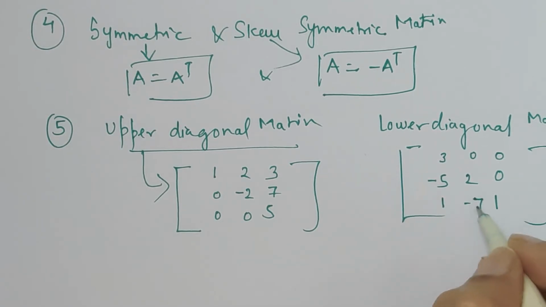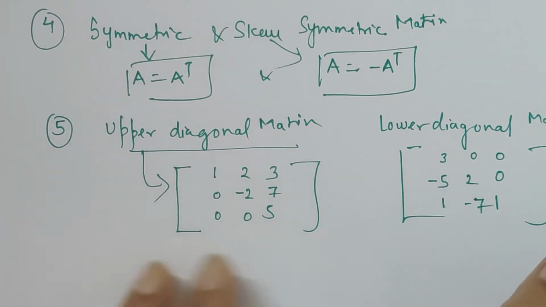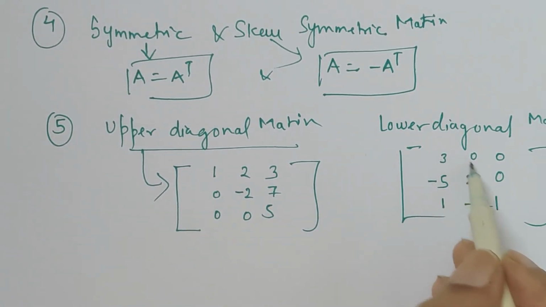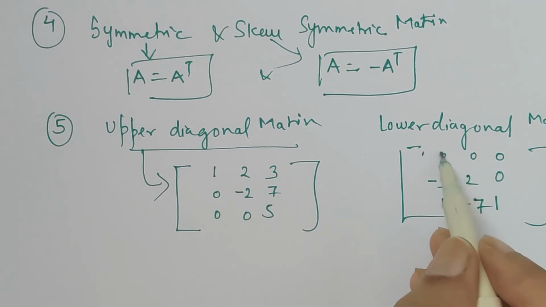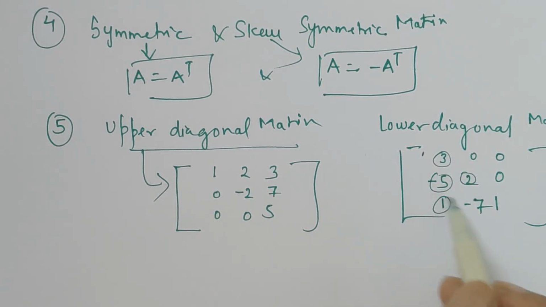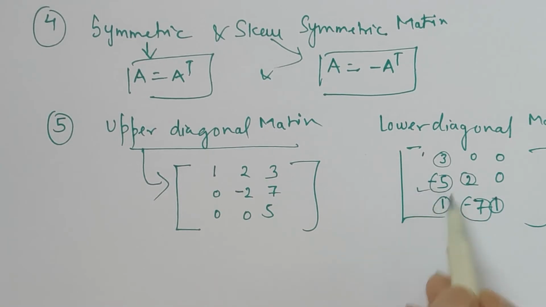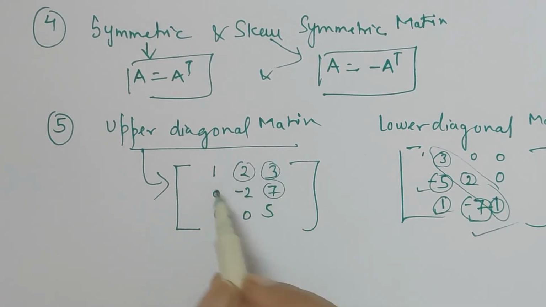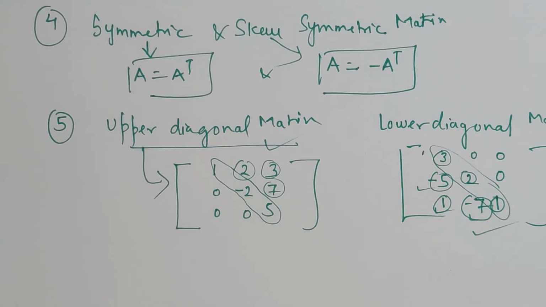I am randomly writing any number. You can have your own number, just for the sake of understanding I am giving such examples. So it is having all non-zero elements. These are the non-zero elements below the principal diagonal, so it is called lower diagonal. And here we have non-zero elements above the principal diagonal, so it is upper diagonal matrix.